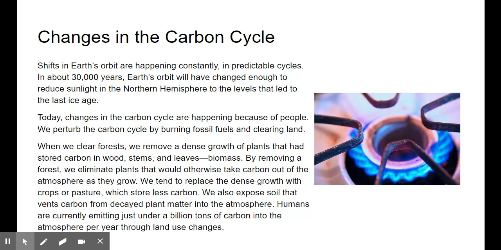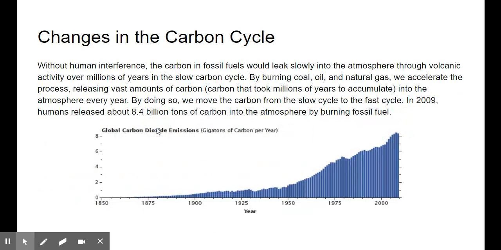When we clear forests, we remove a dense growth of plants that had stored carbon in wood, stems, and leaves, or biomass. By removing a forest, we eliminate plants that would otherwise take carbon out of the atmosphere as they grow. We tend to replace the dense growth with crops or pasture which store less carbon. We also expose soil that vents carbon from decayed plant matter in the atmosphere. Humans are currently emitting just under 1 billion tons of carbon into the atmosphere per year through land use changes.